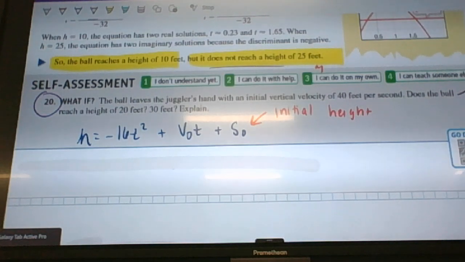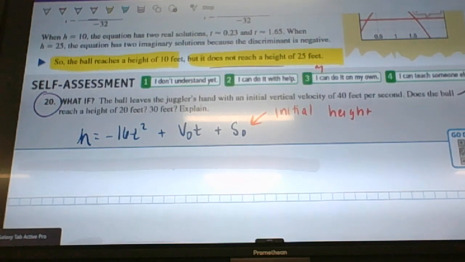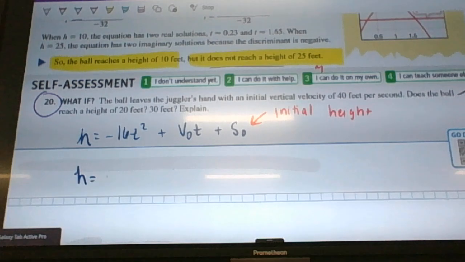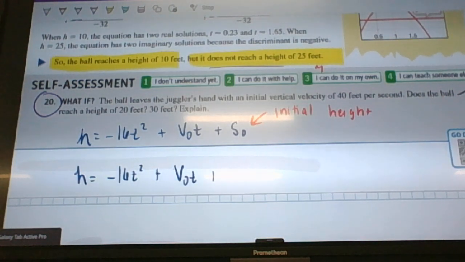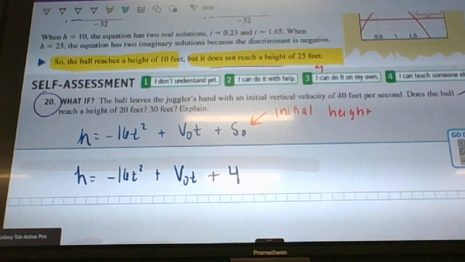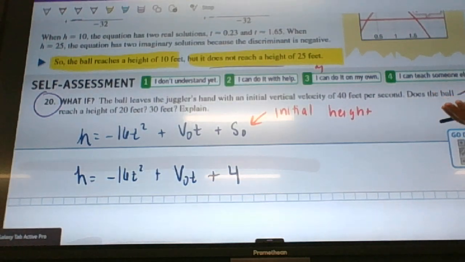We're using the same data from the juggler in the example, so we're going to do height is negative 16t squared plus v sub 0t plus 4. It's leaving the juggler's hand 4 feet up, maybe like right here.